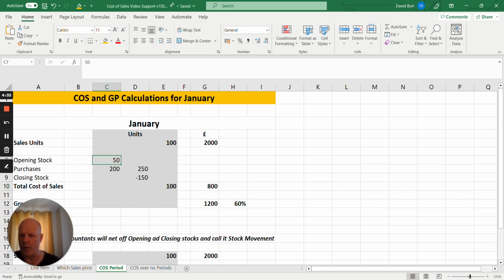So we started off with 50 units, 50 bottles of wine, let's say. We purchased 200. That gave us 250 bottles available to sell. But we had 150 left at the end of January, so we only sold 100. As you can see, selling units of 100 matches the cost of sales in units of 100. Using the same prices from the first tab, 100 bottles of wine at £20 a bottle gives you £2,000 of sales. £8 a bottle cost for 100 bottles gives you £800.